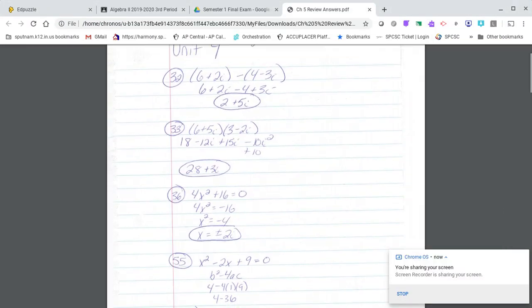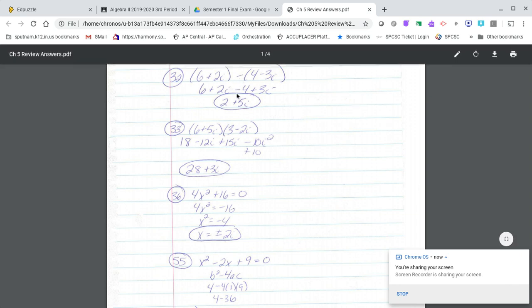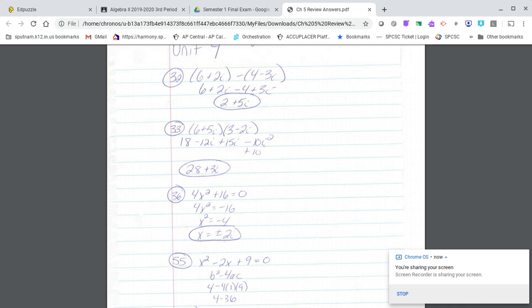Okay, chapter 5 was when we started talking about imaginary numbers, and so just operations with imaginary numbers here. This is just subtracting, so I'm subtracting everything, and I got this. This one's multiplication, right? There's nothing in between it, so you have to FOIL it out. Remember that i squared equals -1, so I got this answer.